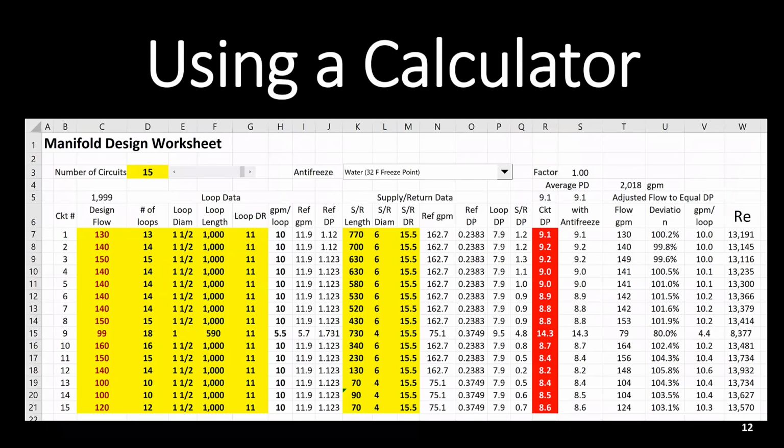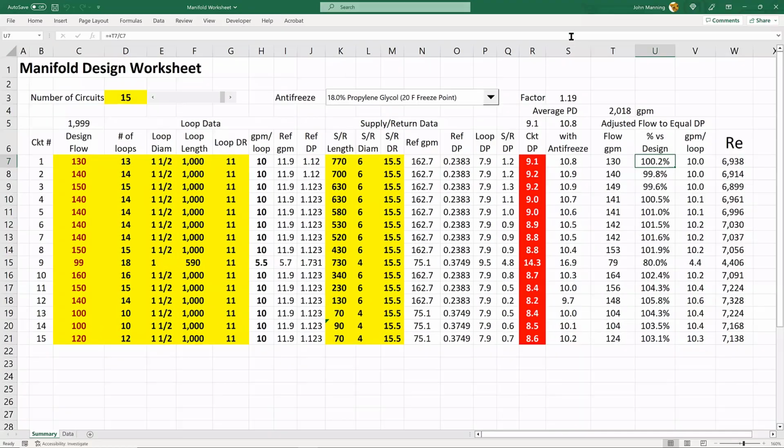So, using a calculator, you can do all these calculations quite easily. And I'll bring over my active worksheet and sort of walk you through it. And this is the example at the University of Albany. We had different number of loops on circuits. Circuit number 1 had 13, next one 14, 15, and all the way down to 10 on circuits 13 and 14. And our horizontal field had 18 1-inch loops for a length of 590 feet.